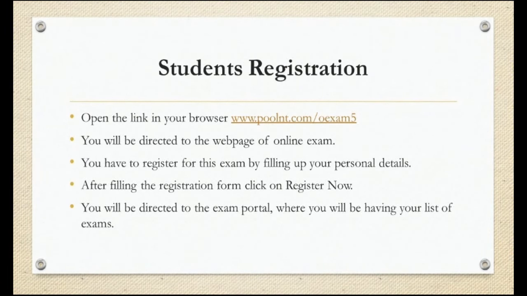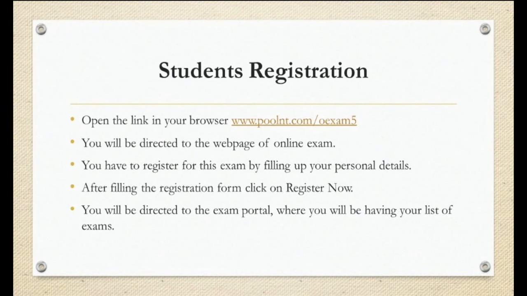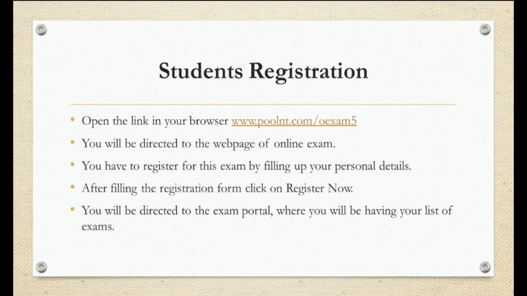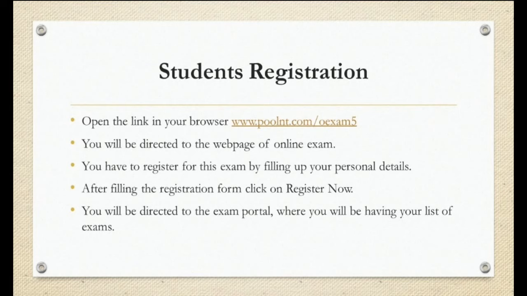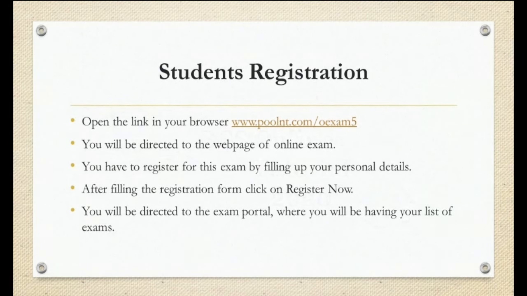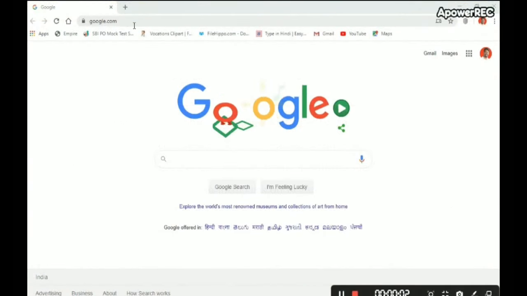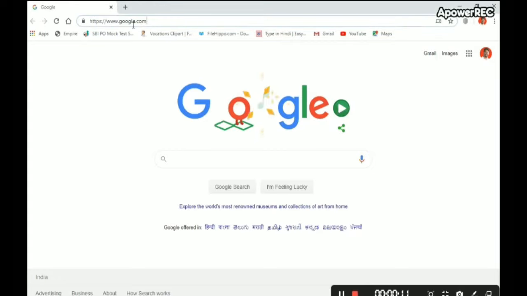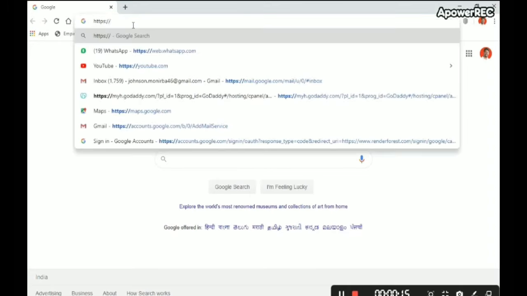You have to register for this exam by filling up your personal details. After filling the registration form, click on register now. You will be directed to the exam portal where you will be having a list of your exams. So this is how you can do the registration. You go to the browser and type the link provided to you.